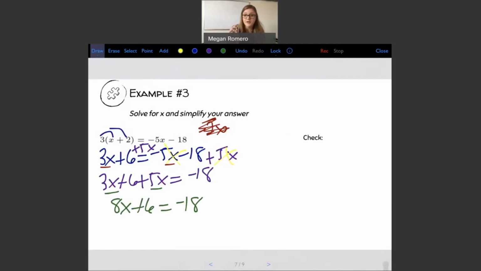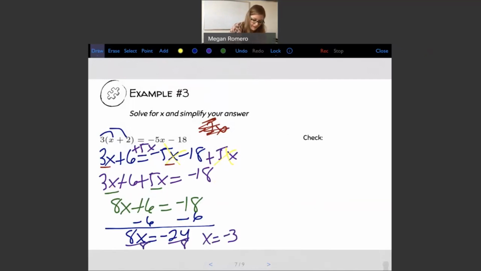We want to move our numbers to one side, so I'm going to subtract 6 from both sides. So now we have 8x is equal to -24. I'm running out of room. Divide both sides by 8, and we end up with x equals -3. Check our work. So we plug it into the original. So we have 3 times x is -3. And we're trying to determine if this is true.